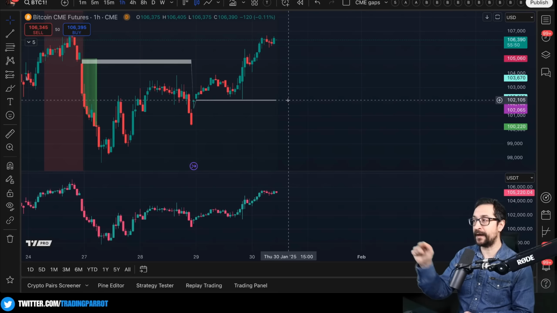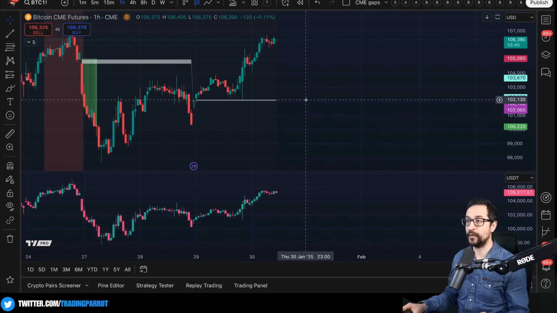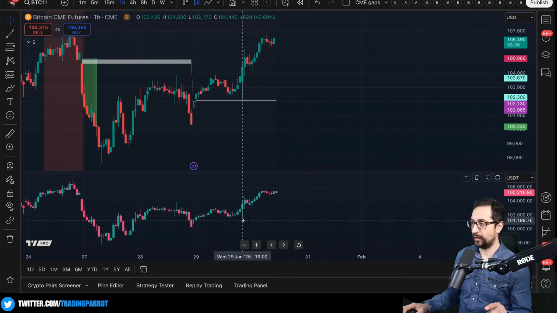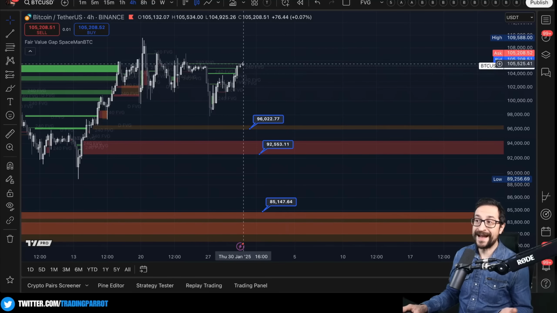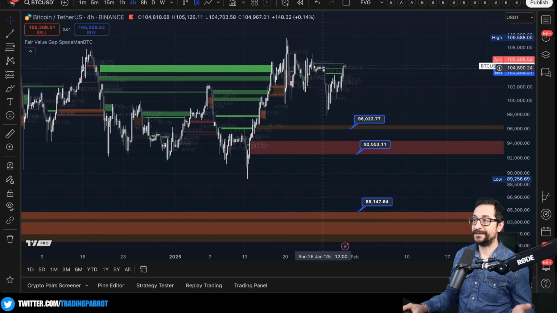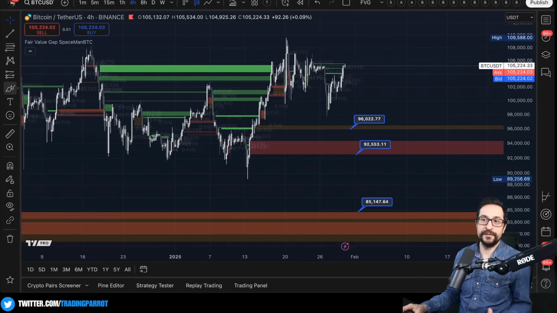And remember that 102 is priced in CME, which is more expensive than most of the exchanges. That means that on BTC price, that can go into 101.2. We also ran out of fair value gaps to the top. And since we've been ranging, the risk now is that we continue to range, right?